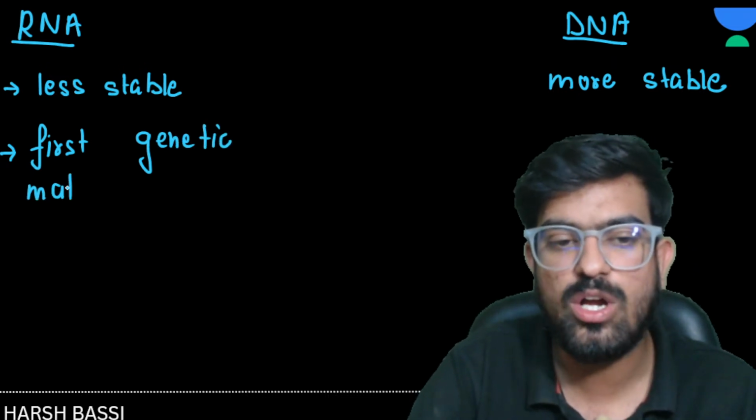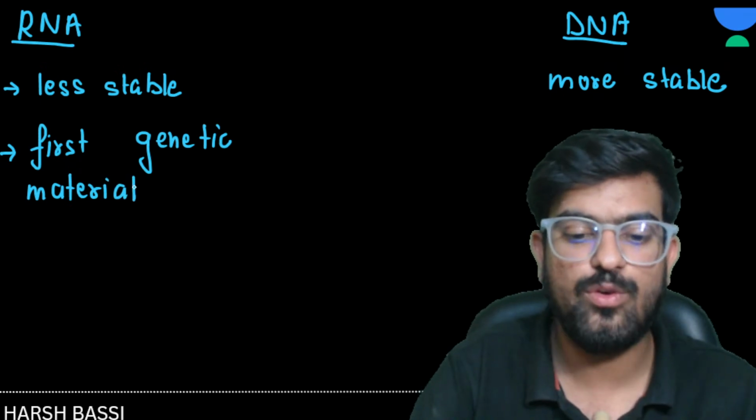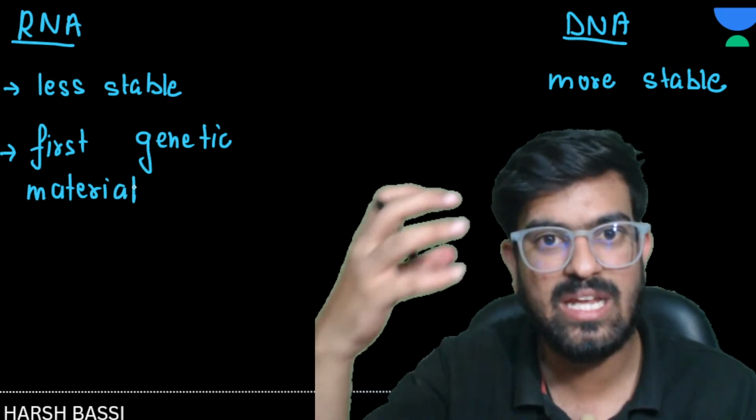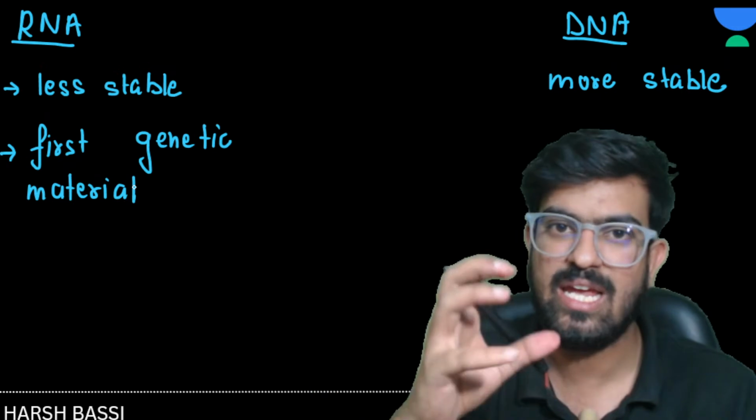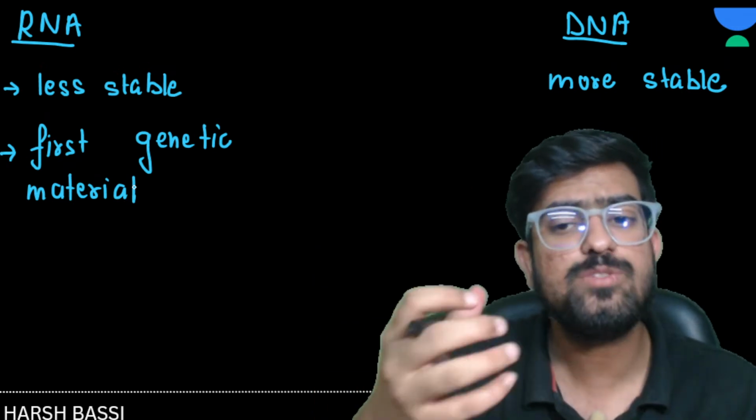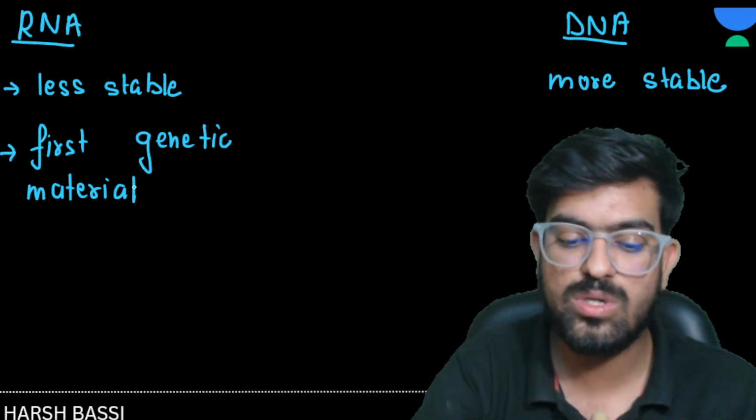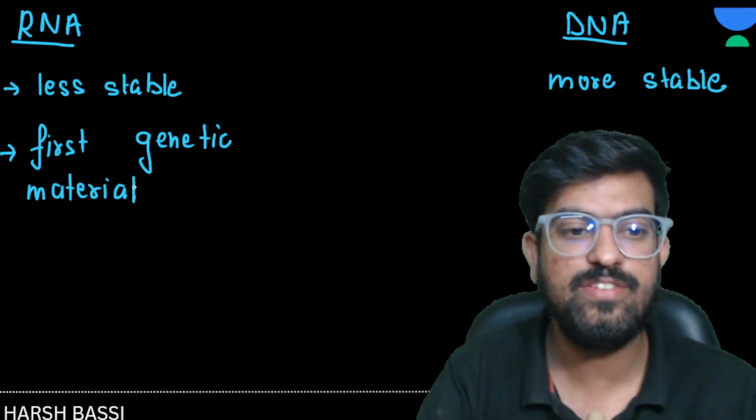But guys, if I talk about DNA, the genetic material DNA came after the RNA, but it is more stable. Yes or no? Clear to everyone? Clear? Okay. Great.